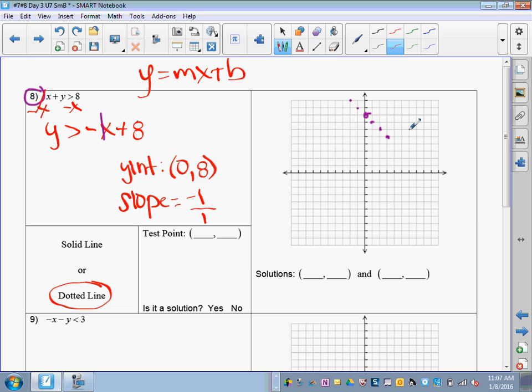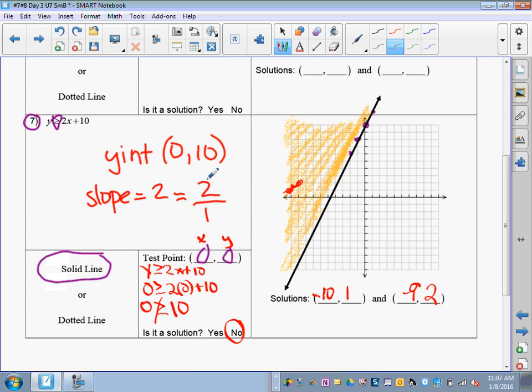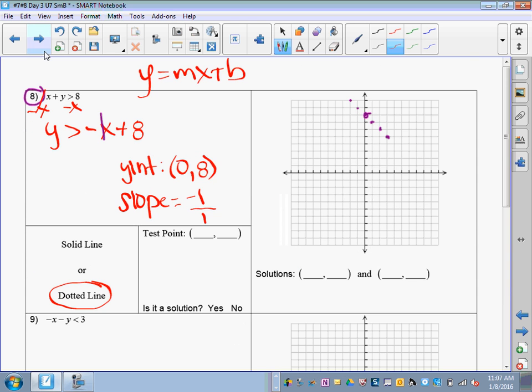And remember, guys, if our slope is negative, it should be going down as we go to the right. That's something you can do to check to make sure you did your slope correctly. Over here, my slope was positive, so it should be going up as I go to the right. Here, my slope is negative, so it goes down. All right, we said this is a dotted line.